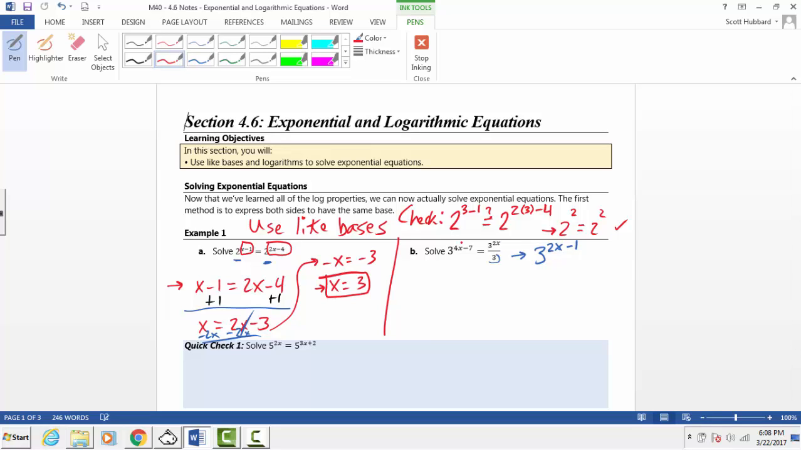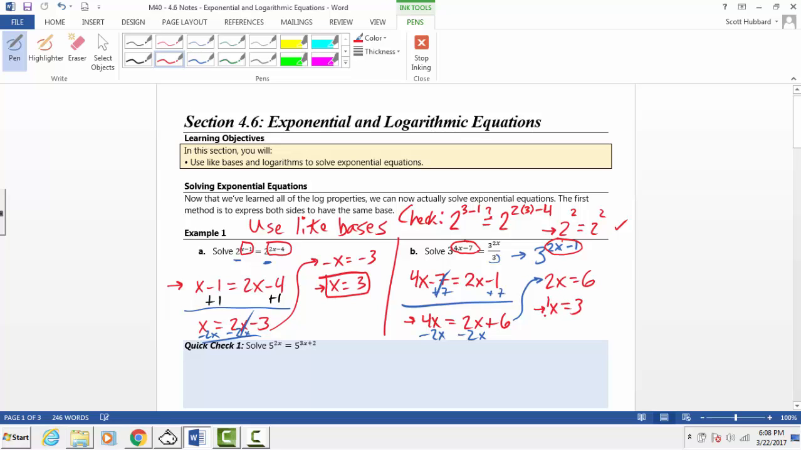And so now we can just set like base. So now I know that this exponent has to equal this exponent. And so you get 4x minus 7 is equal to 2x minus 1. And then you just solve how you like. I'll add 7. And you get 4x is equal to 2x plus 6. And last couple steps, subtract 2x, subtract 2x. And then you get 2x is equal to 6, and so you get x is equal to 3.